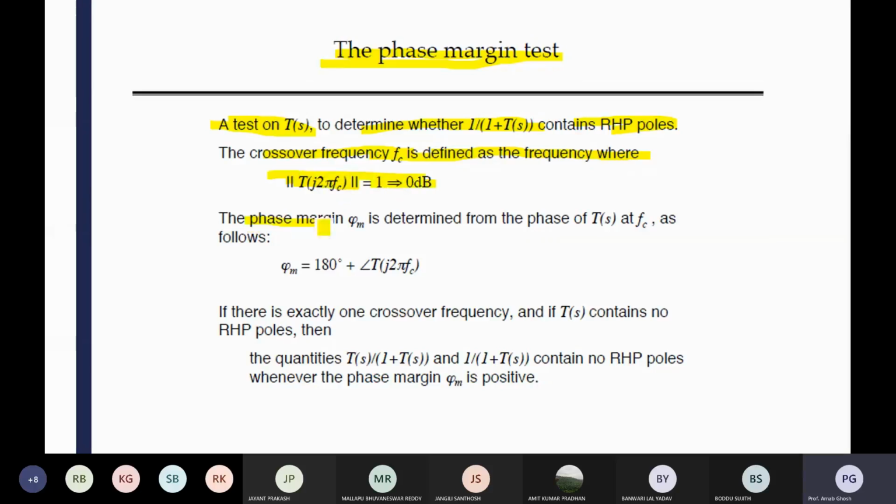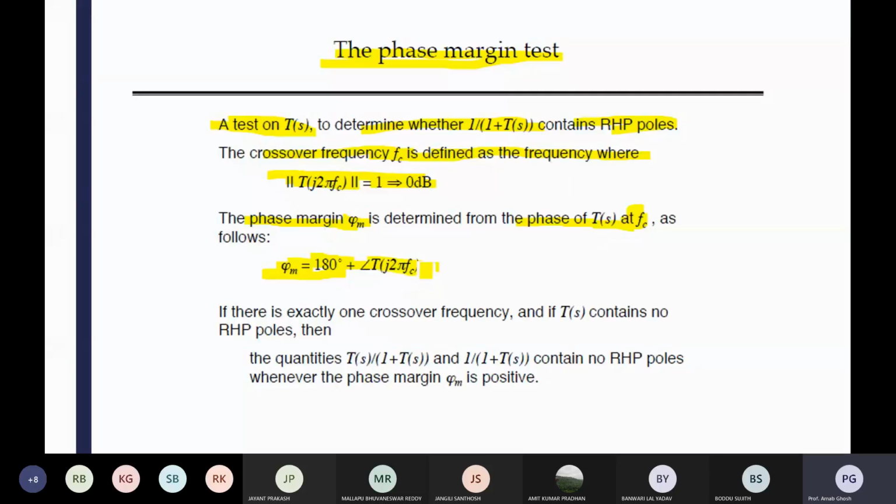If there is exactly one crossover frequency and D(s) contains no RHP pole, then T(s) by 1 plus T(s) and 1 by 1 plus T(s) contain no RHP pole, whenever the phase margin is positive. If there is an RHP pole, meaning an unstable system, your phase margin goes negative. If there is no RHP pole, meaning your system is stable, your phase margin φm is positive. That is what I am telling you.